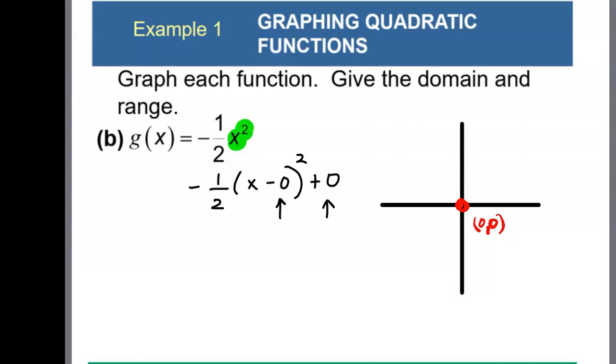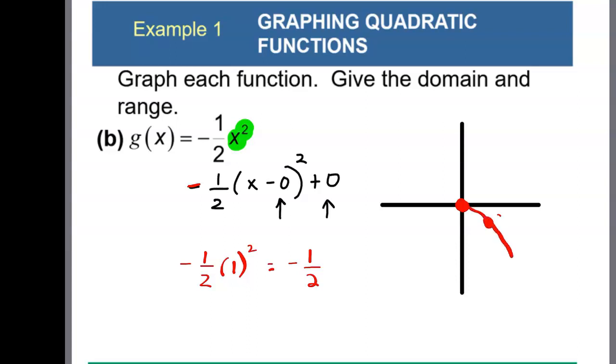First thing to note is that there's a negative out front. That tells me that the parabola is going to open downward. Okay? The 1/2 tells me that I am going to be shrinking my graph by a factor of 2. I can go ahead and substitute some values in to get points on my graph. So if I let x be 1, I have negative 1/2 times 1 squared, which is negative 1/2. So I have (1, -1/2).